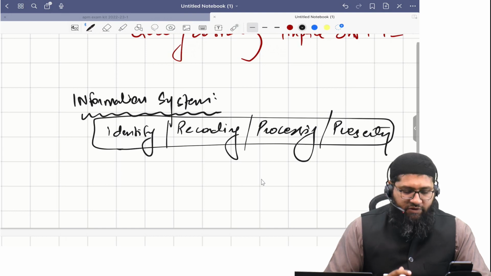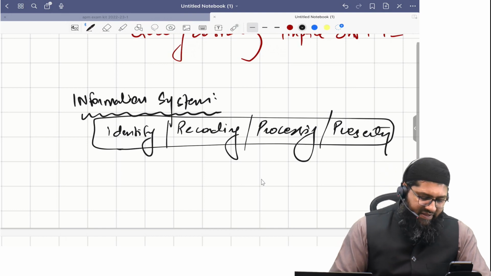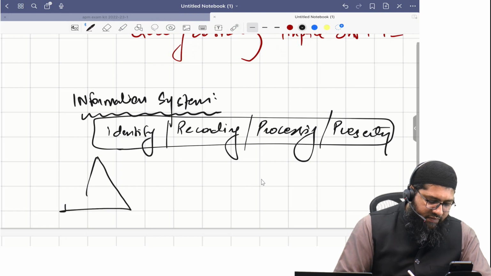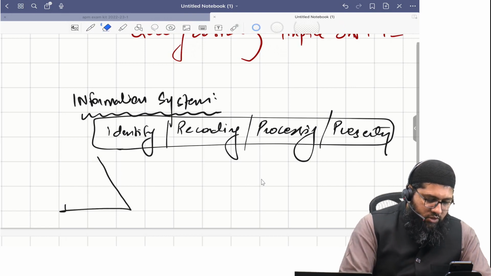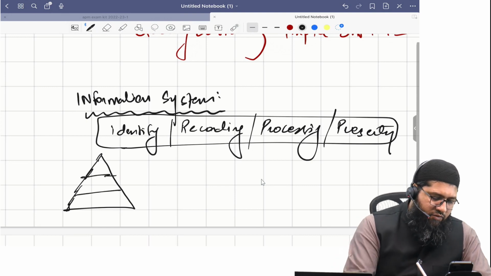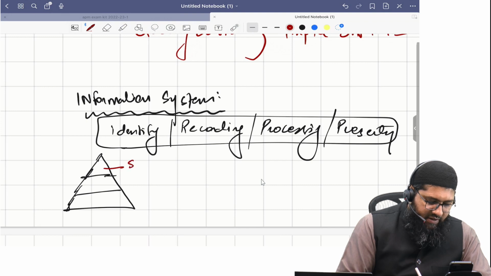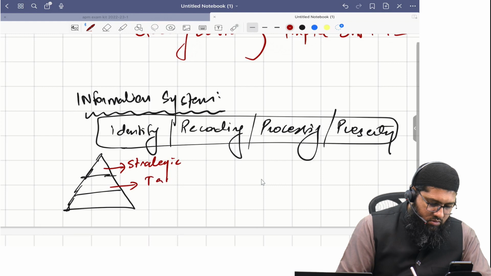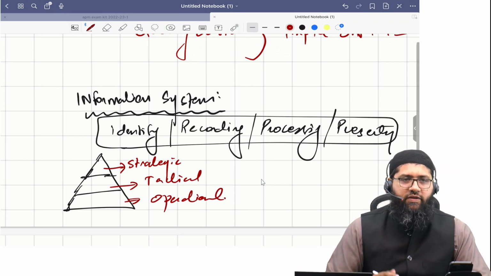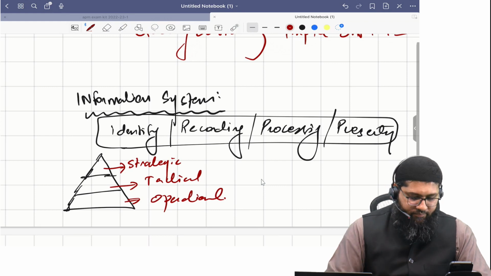So when I talk about this information system, there could be different types of information system, but generally there is something that you need to understand, that usually within the organization there are different levels. You've got a strategic level, you've got tactical level, you've got operational level. So you've got different levels within an organization, the strategic, the tactical, the operational.